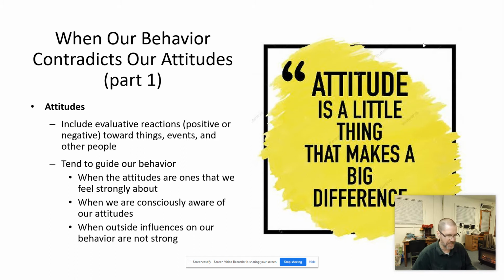When our behavior contradicts our attitudes, and this is pretty straightforward. So we're talking about, with attitude, an evaluation of something. How you evaluate a set of circumstances, a person. What is your orientation towards that? Is it positive? Is it negative? And that evaluation then tends to guide our behavior. When the attitudes are ones that we feel strongly about, we are consciously aware of our attitudes, when outside influences on our behavior are not strong. So it's pretty straightforward about attitude.